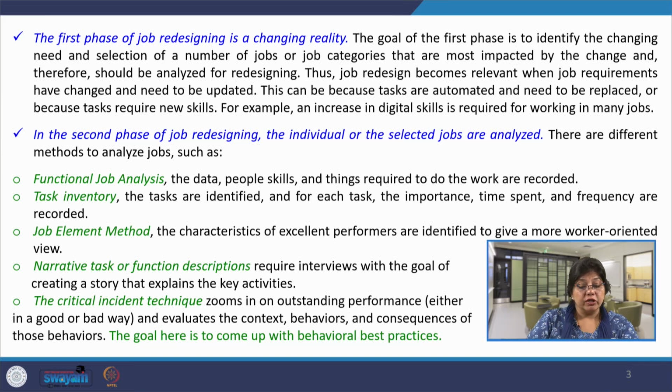Narrative task or function descriptions require interviews with the goal of creating a story that explains the key activities. It is about conducting interviews with the employees who are working in the organization and creating a story that explains the key activities. It is from both the ways. It is about interactions between the employee and the organization, that through interviews organizations will come to know more details of the task that the employee is performing, and the employees will also inform the organizations about the key activities that they are performing.